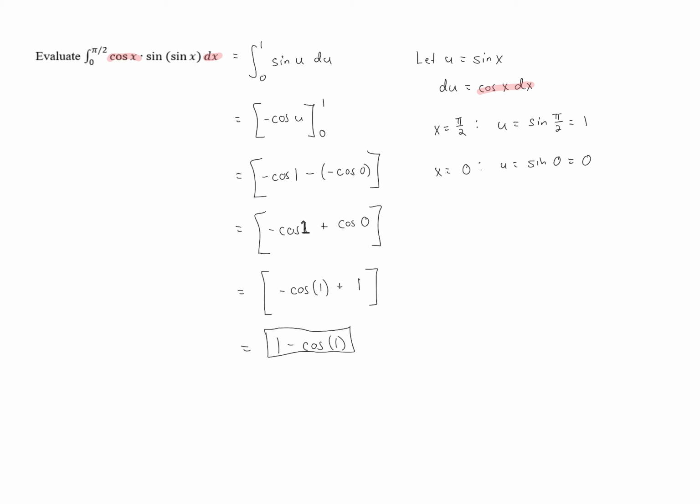You could use a scientific calculator to get an approximation for that. If you did, you want to make sure you're in radian mode, not degree mode. But because we weren't asked for an approximation, I'm not going to give one. I'm going to leave it just like it is.